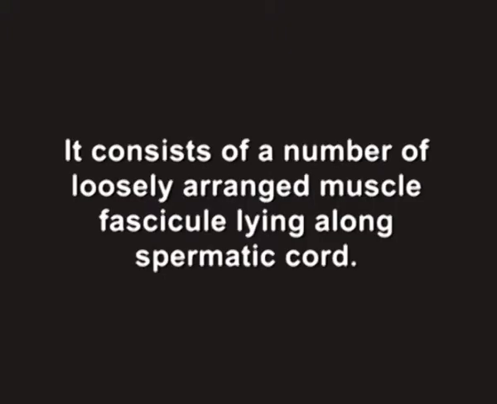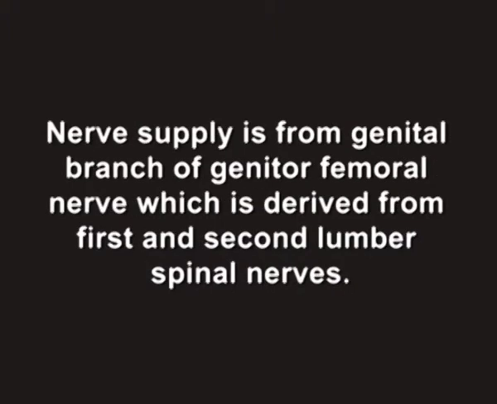Cremaster. It consists of a number of loosely arranged muscle fascicles lying along spermatic cord. They are united by areolar tissue to form the sac-like fascia around the cord and testis within external spermatic fascia. Nerve supply is from genital branch of genitofemoral nerve, which is derived from first and second lumbar spinal nerves. Cremaster pulls up testis towards the superficial inguinal ring.